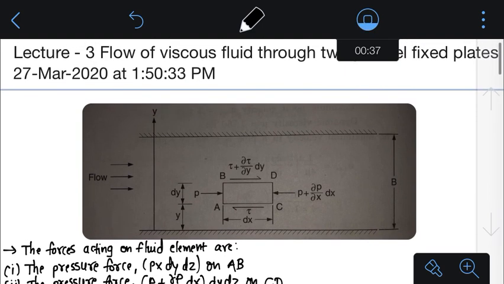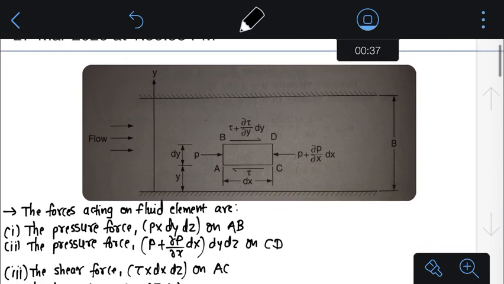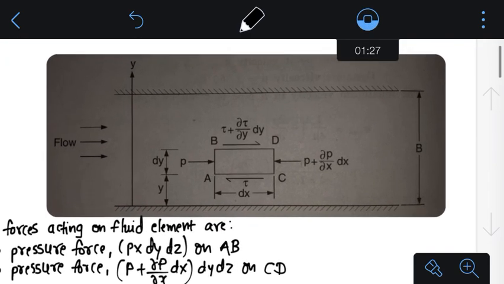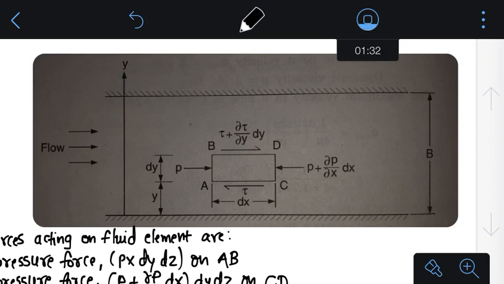So let's begin. As you can see in this figure, consider viscous fluid flowing between two parallel fixed plates, located a distance capital B apart, and consider a small rectangular fluid element of length dx and thickness dy, located at a distance small y from the lower fixed plate. Also consider the width of the element in the direction perpendicular to the paper as dz, right? So I hope you understood. dx is the length of the element, dy is the thickness of the element, and dz is the width of this element, in the direction perpendicular to the plane of this paper.